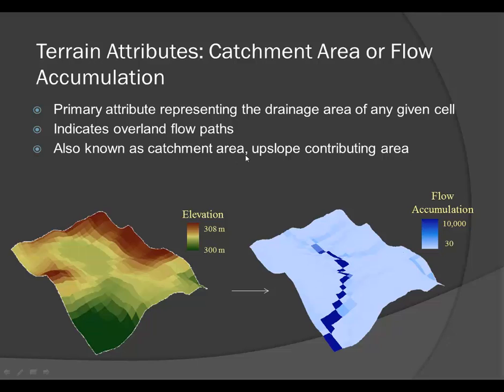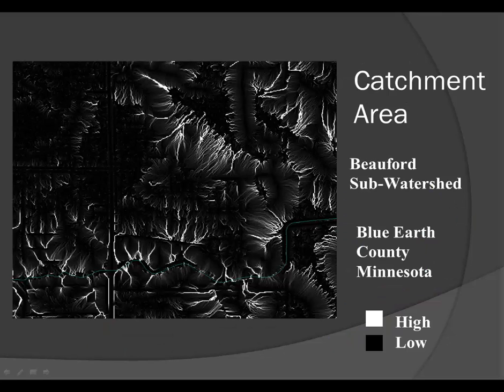And this is referred to, because it's considering the upslope contributing area to a particular cell, as a catchment area, and it helps us understand the overall land flow. This is an example of the catchment area, and you can see the flow accumulation, and you can see that those white cells actually have more cells spilling into them. So obviously that's where a stream's going to be forming.